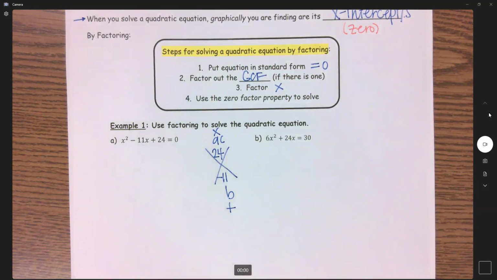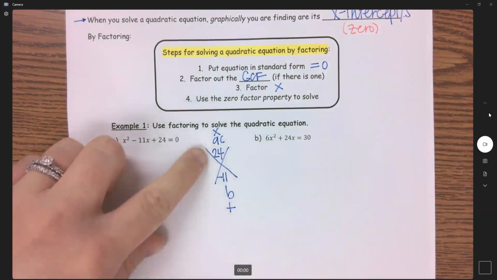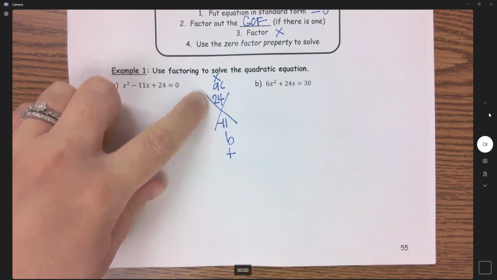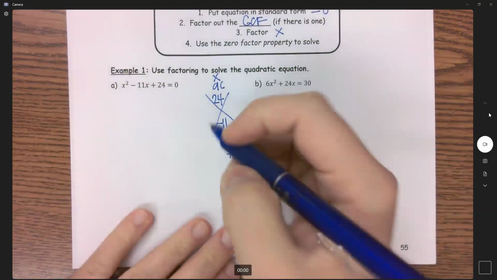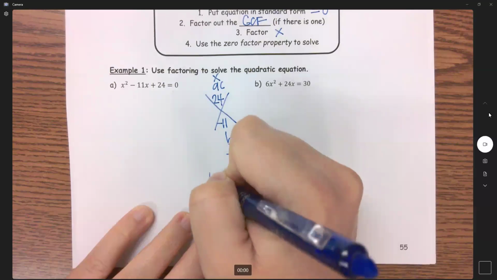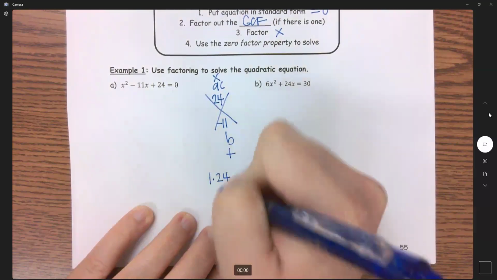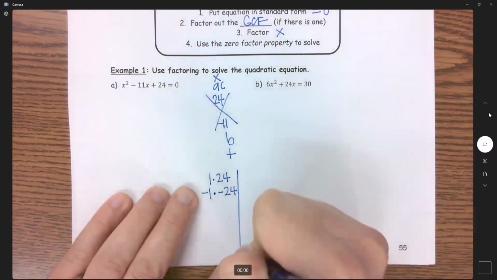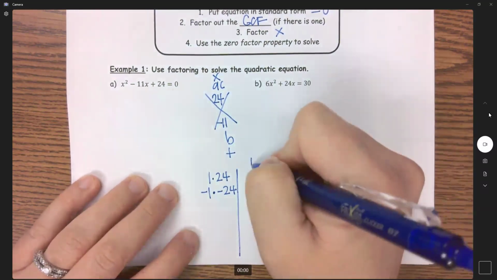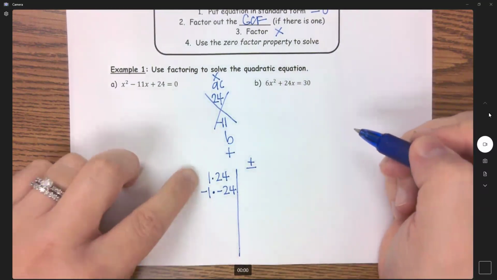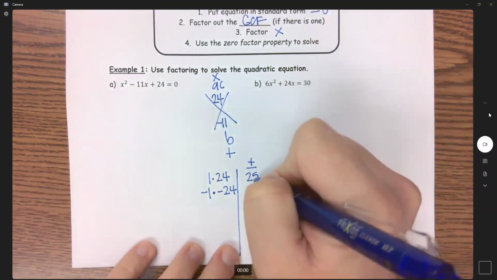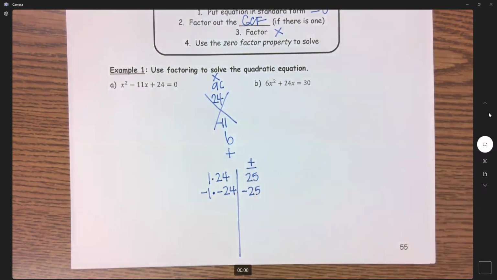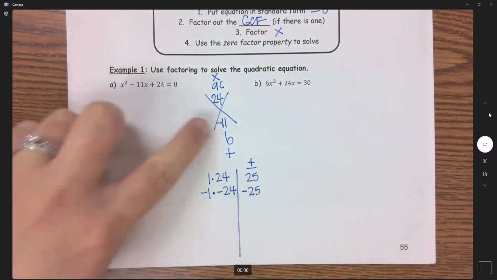So what you're going to have to do is list out your multiples of your a times c. My a times c is 24. So what numbers do I multiply together to get 24? Well, that would be 1 times 24 or -1 times -24. When I add those numbers up though, what do I get? Well, 1 plus 24 gives me 25. -1 plus -24 is -25. So neither of those add up to -11.